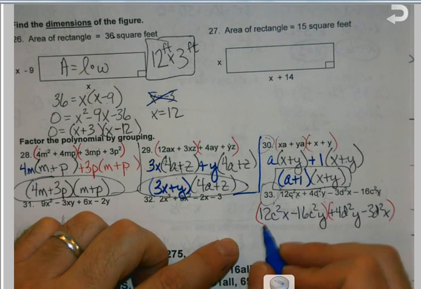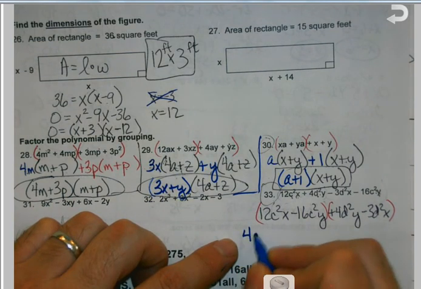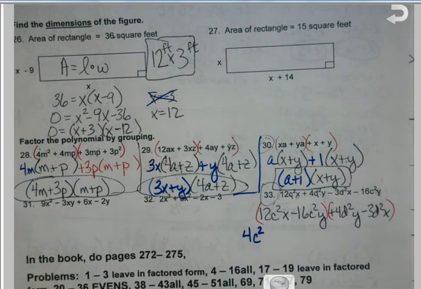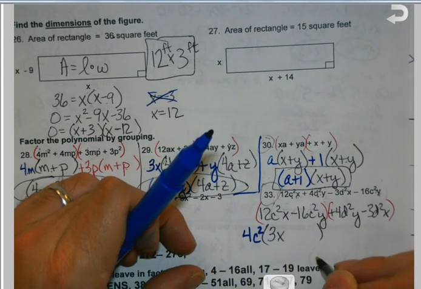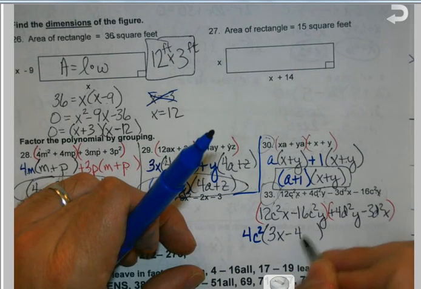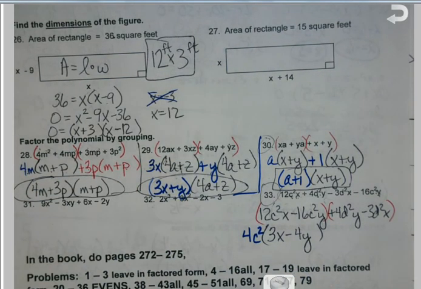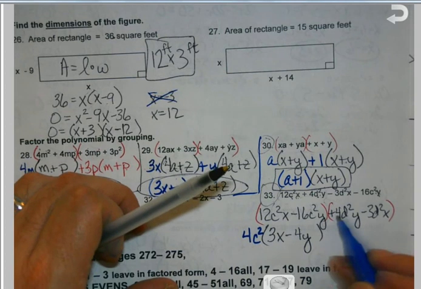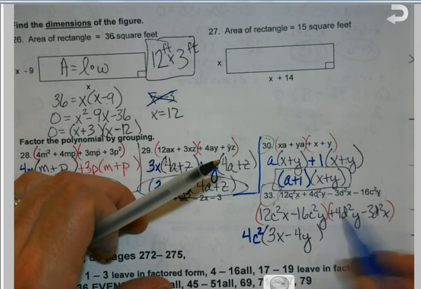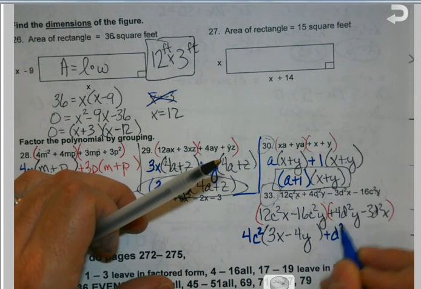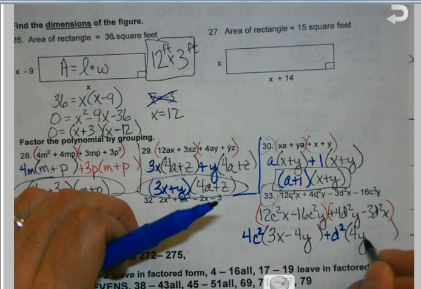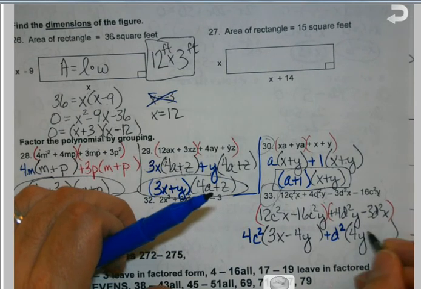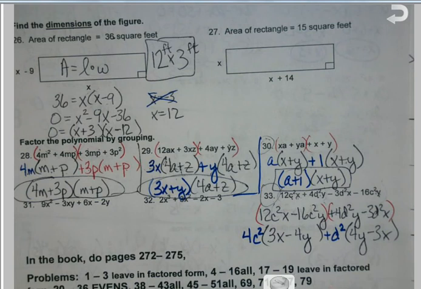4 and 6, and 12 and 16, I can take out a 4 and a c squared. What have I got left here? I got 3x minus 4y. Okay. So then I look at my next pair. 3 and 4, can't take anything there. Oh, I can take a d squared. Let's see. Now I've got 4y minus 3x. Wait a minute.